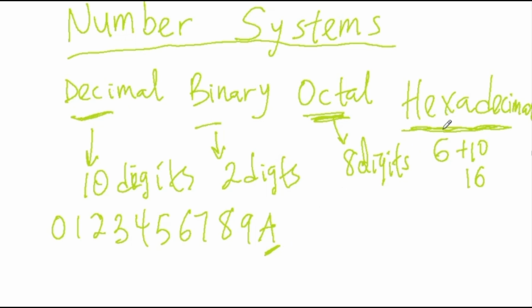And base 16, the hexadecimal number system, has 16 digits. So we are going to add 6 digits to the decimal number system. So that becomes this. So these are the possible digits in the hexadecimal number system.